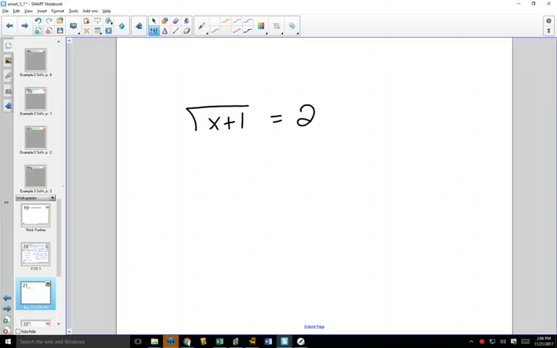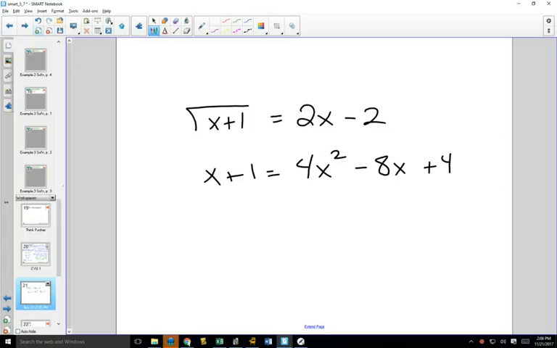x equals 3. There, this has a nicer answer. So you square both sides. You get x plus 1 equals 4x squared minus 8x plus 4. Okay? You move everything over and make one side equal to 0. So you have 4x squared minus 9x plus 3.